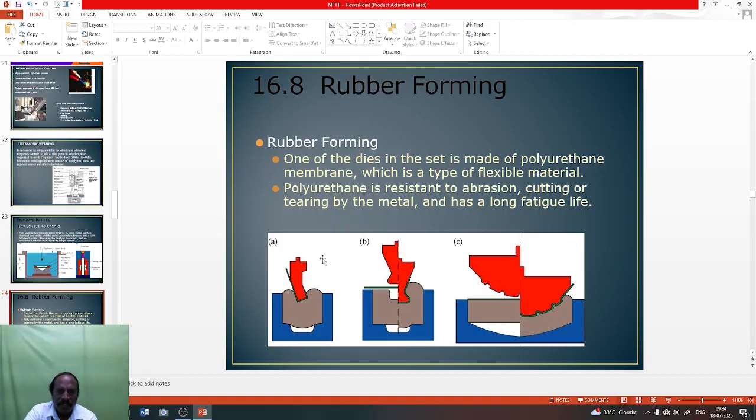This is what is meant by rubber forming, where you go for the shape. The die set has a flexible material that resists abrasion, cutting, and tearing by the metal, and has a long fatigue life. This is a type of polyurethane or flexible material. By pressing this rubber, you will get the shape.